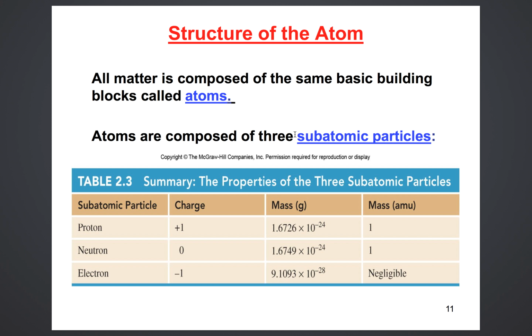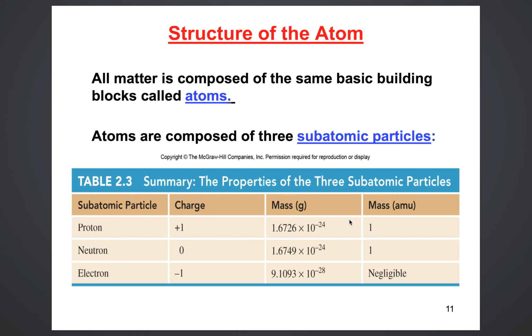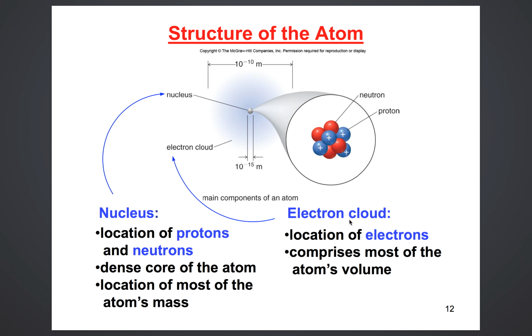Structure of the atom. All matter is composed of the same basic building blocks called atoms. Atoms are composed of three subatomic particles: proton, neutron, and electron. The proton has a positive one charge, the neutron has zero, and the electron has negative one. You don't need to know more than this for now.